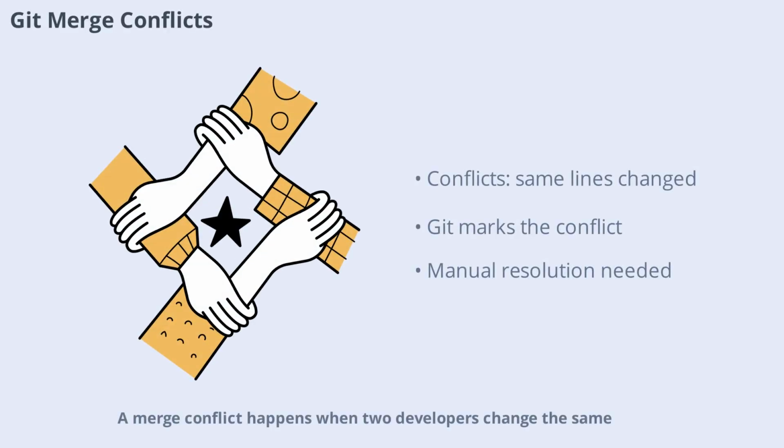A merge conflict happens when two developers change the same lines of code in the same file on different branches. Git can't decide which version to keep, so it marks the conflict for you to resolve. This is common in AI teams working on shared codebases, especially when tuning model parameters.